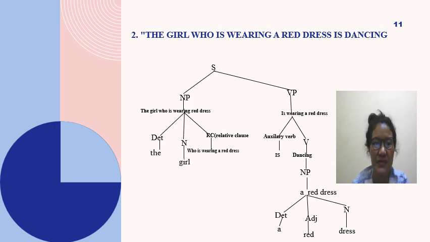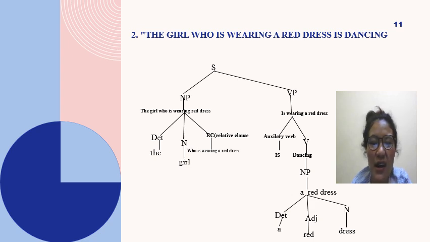Okay, here is question number 2. The question is, the girl who is wearing a red dress is dancing. Let me explain this question with the diagram. The sentence is the girl who is wearing a red dress is dancing.